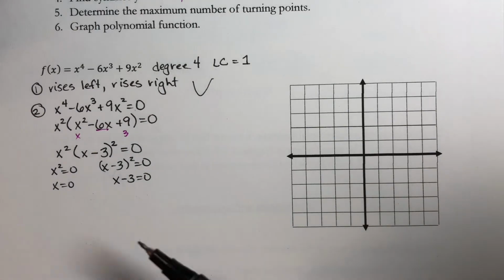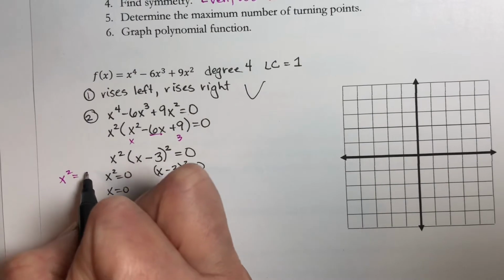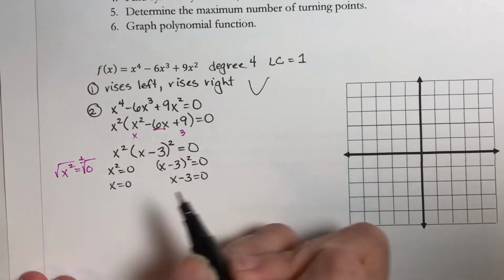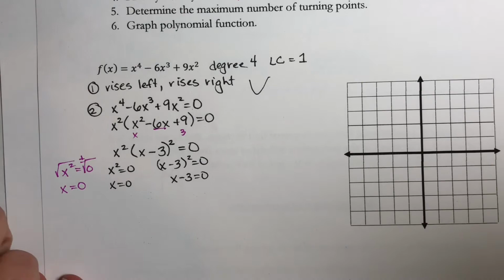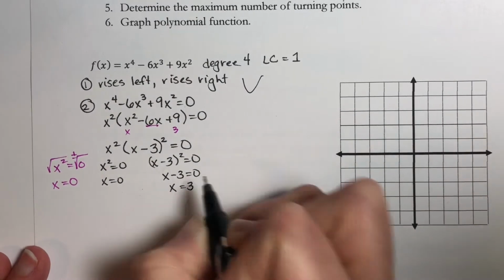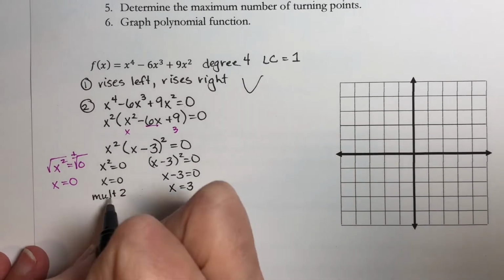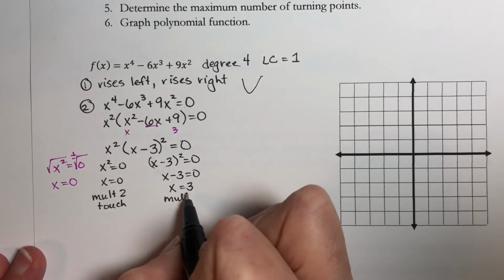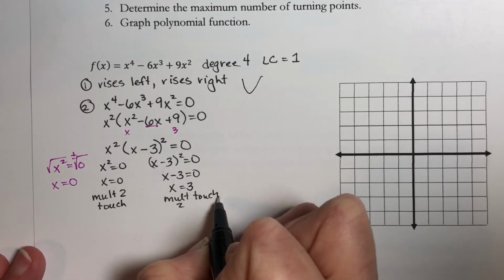Okay, well, technically what's happening here is I'm taking the square root of both sides. And then when I take the square root of both sides, I have plus or minus. But the plus or minus the square root of 0 is simply 0. There's not a plus 0 and a minus 0. Okay, that's why I just get to drop the squares here. And then this one gives me x equals 3. This has multiplicity 2, which means I touch here. This one also has multiplicity 2, which means I also touch here.